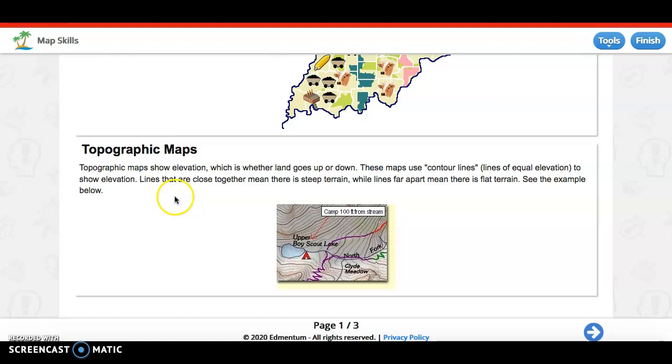See the example below. So as you can see, there are these little lines going across it called contour lines. If they're spaced kind of close together, like you see here, that means that land is pretty steep, meaning like you're up a hill, or it's more of a steeper hill kind of region. Whereas when the lines are further apart here, it's flatter, so it's not as steep.